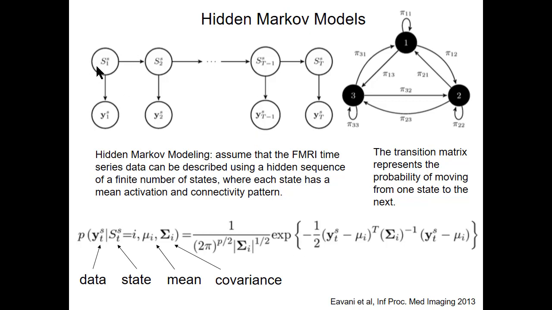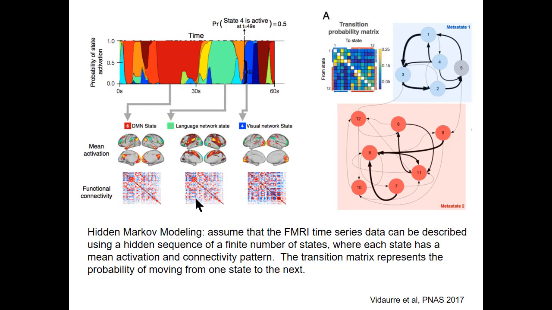that at every time point, your data comes from a hidden sequence where each state has a mean activation and connectivity pattern, okay? And then it is essentially going between the different states with some probability, and you're trying to estimate what the brain is doing in time directly from the data itself without computing any connectivity to begin with. So this is an example from a recent PNAS paper where they applied hidden Markov modeling to resting state fMRI data. And so these are some of the states they found.